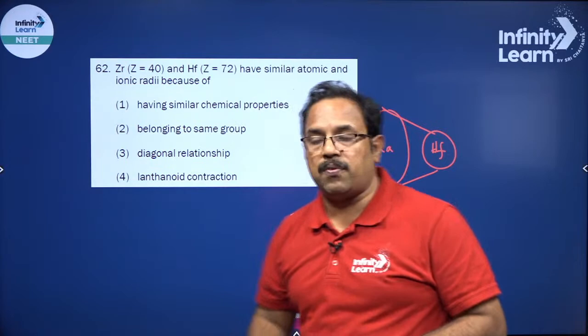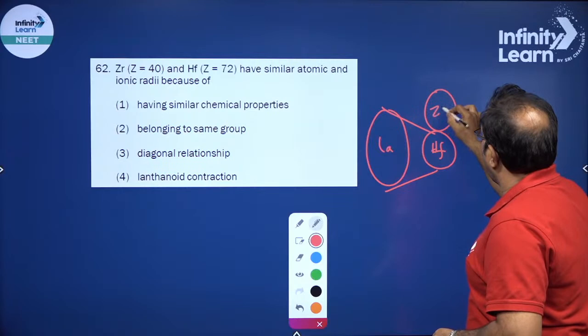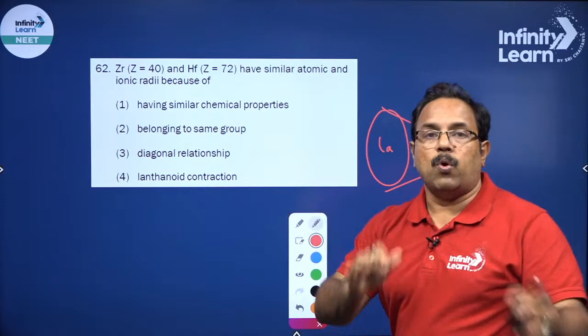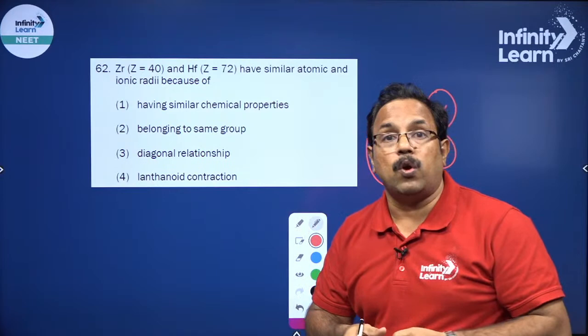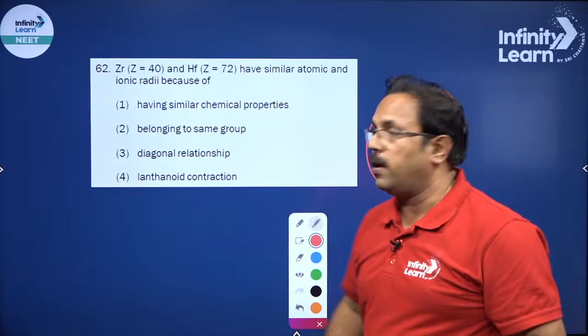So due to this, hafnium and zirconium happen to have the same size, which is due to lanthanide contraction. Lanthanide contraction is due to poor shielding of 4f. Poor shielding of 4f is due to the greater number of nodal planes. You know that f will have more nodal planes and s will have zero, okay? Next.